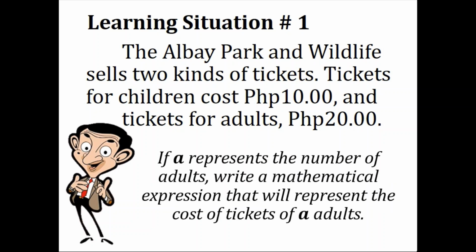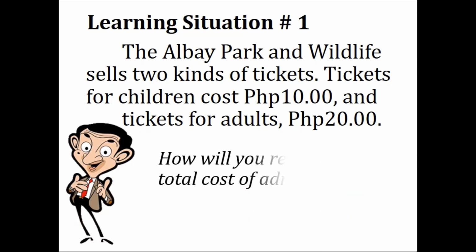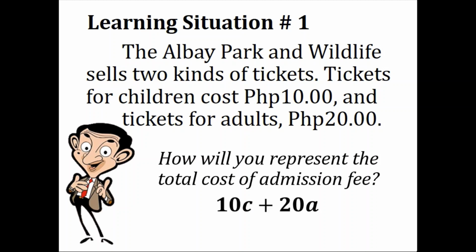If A represents the number of adults, what is the mathematical expression that will represent the cost of tickets of A adults? That's going to be 20A because each ticket for adult costs 20 pesos and A is the number of adults. And lastly, how will you represent the total cost of admission fee? The word total suggests addition, so the representation will be 10C plus 20A.